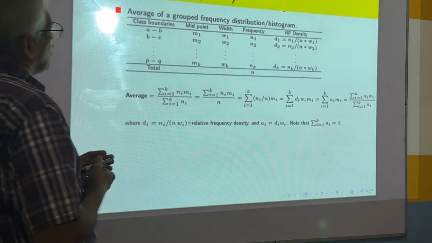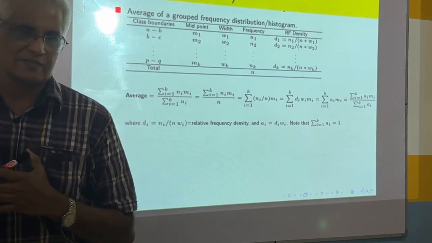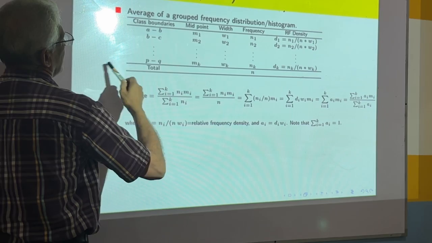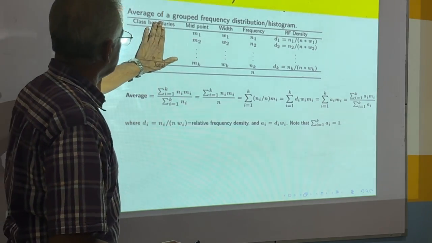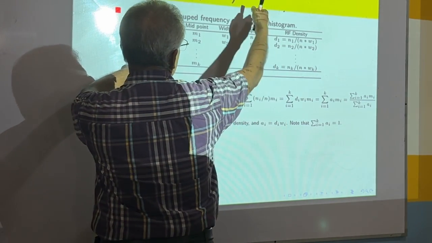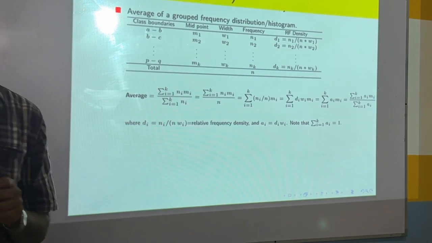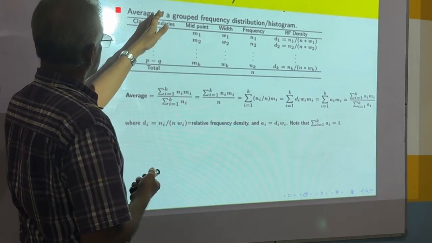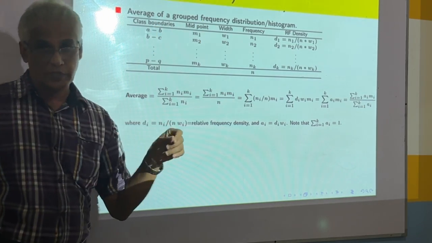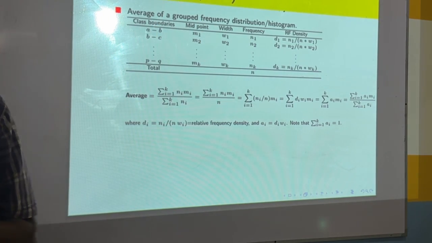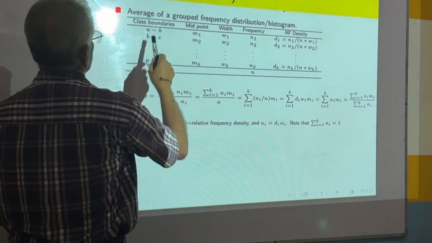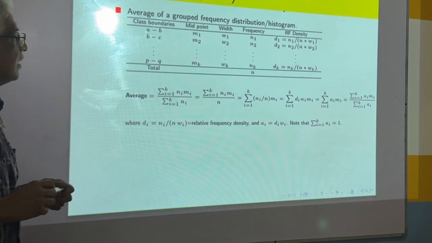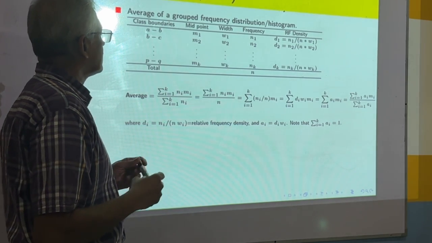So suppose you have a group frequency table like this, right? You are given the class boundaries, and suppose you are given only this column and this column. Usually you will have only those two columns in the frequency table. But once you are given these class boundaries, you can find the midpoints in each class interval. So for example, A plus B divided by 2 will be M1, B plus C divided by 2 will be M2, and so on.